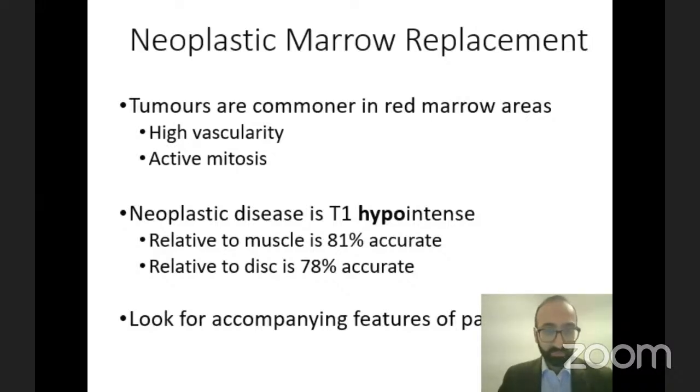Neoplastic disease, as we mentioned in the table before, is T1 hypointense. Now, it's not always reliably so, and so if you compare it to muscle, you're about 81% accurate in detecting an underlying neoplasm. But again, this just shows you that that doesn't mean you're going to capture all cases. So not all cases of neoplastic marrow replacement are going to be evident on MRI, and we'll talk about that a little bit later as well. So it's better to compare to the adjacent muscle, even in the spine if possible. It gives you a little bit more accuracy and sensitivity.